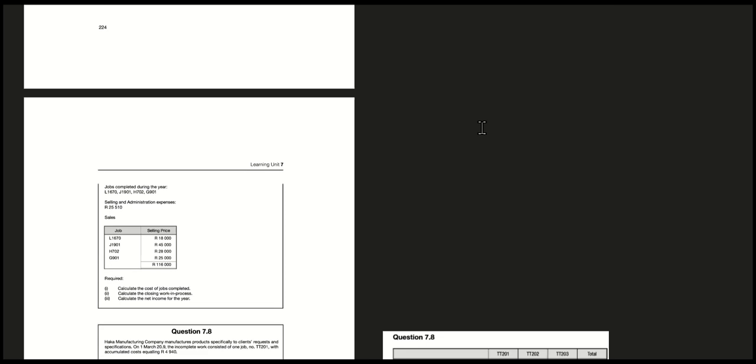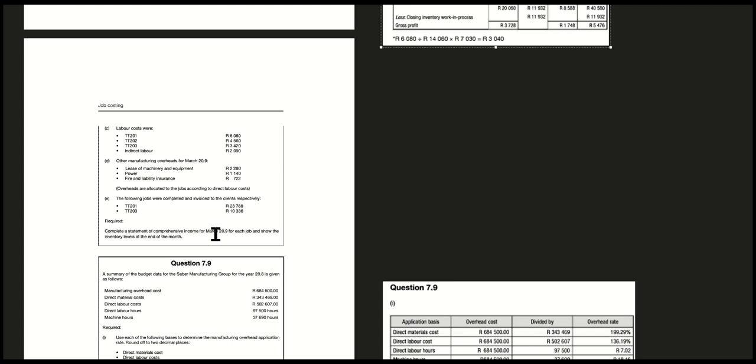The same thing we've been doing, right? Question 7.8. Look at the jobs there. They are 1, 2, 3, and that's exactly what the 7.8 answer is about. It's about completing this, right? Here specifically they're asking you for 7.8. The question asks you for a statement of comprehensive income, which would simply be the sales minus cost of sales.